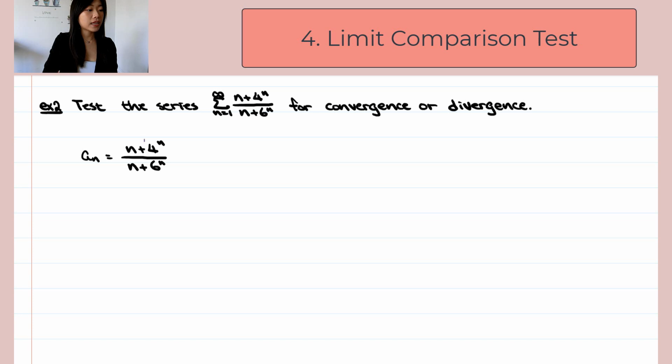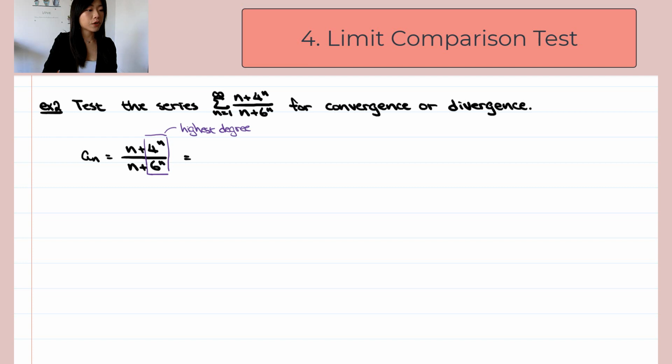You can notice that the 4 to the power of n and 6 to the power of n is the highest degree as n approaches infinity. If you remember from the rate of growth, you know that an exponential function grows faster than a power function. So this too will be the highest degree. So let's factor this out.